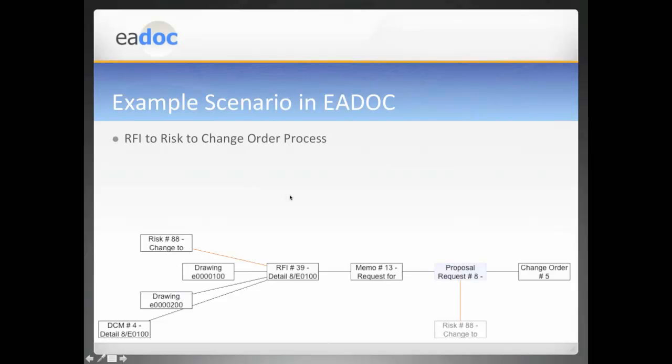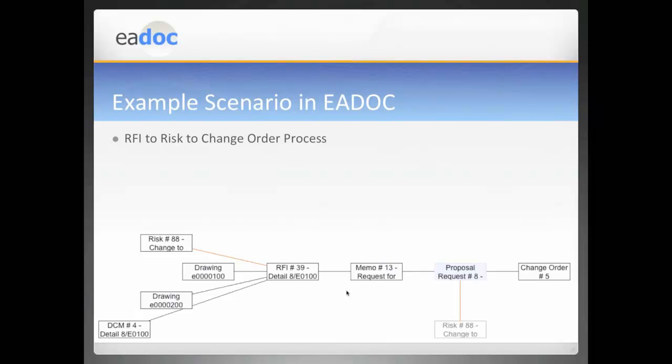What we're going to do is jump out of the PowerPoint slides and take you through a scenario in the EADOC application. Essentially, we're going to do the RFI to risk to change order process. I can see here's the relationship diagram that I have spelled out. I'm going to take you through some of the steps, the forms. When is the contractor filling out the form? How are we tying in the communication, the proposal requests, the change orders, and the risk items, and show you how easy it is to manage this information in the system. This way you can see there's not a whole lot of labor involved. It's just day-to-day activities, managing your capital projects and the flow of information in the system.